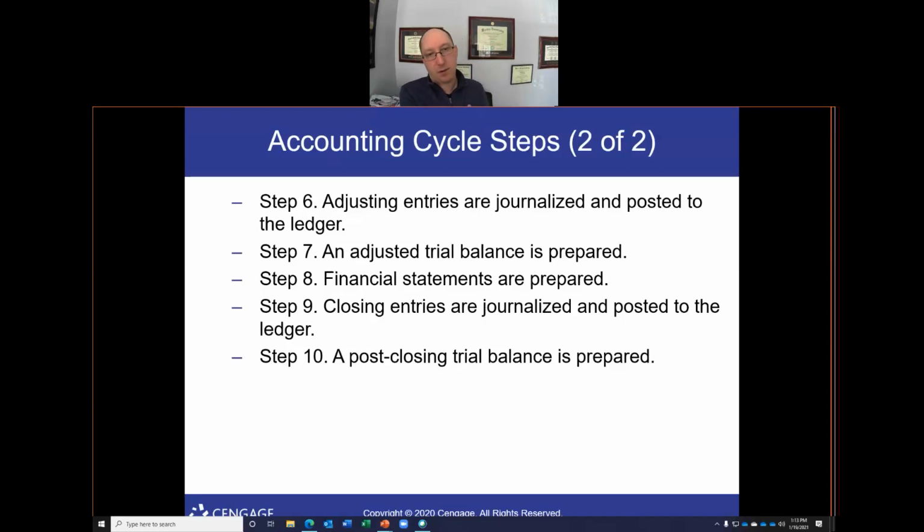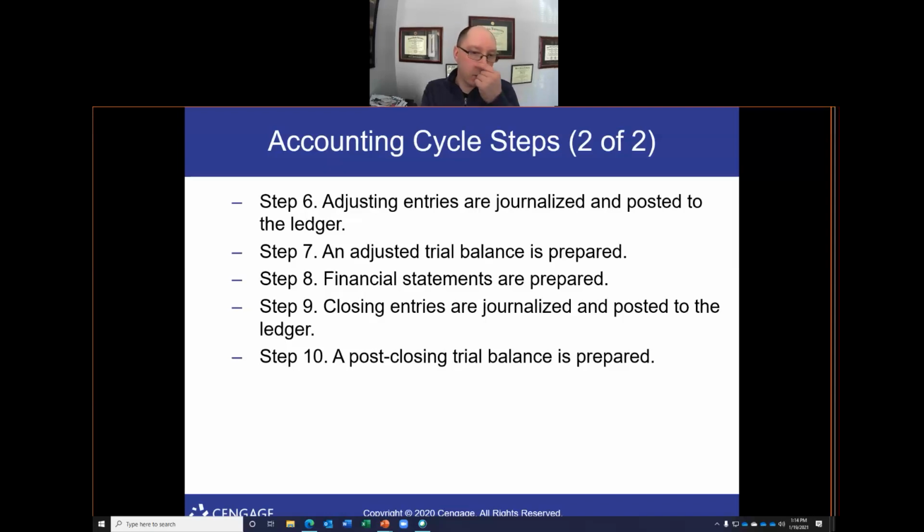Step seven, the adjusted trial balance is prepared. That's after you made the adjusting entries. It shows you that your debits and credits are equal. Step eight, the financial statements are prepared. This is where you verify that your income statement, balance sheet, statement of cash flows, and retained earnings, which is also known as your stockholders' equity report, are all correct.